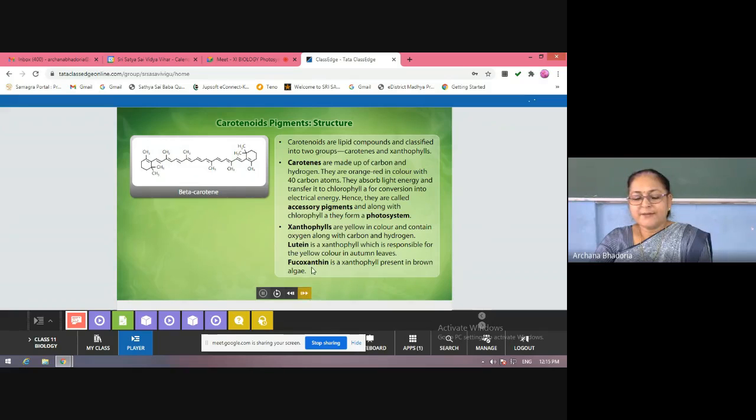So lutein is there, the fucoxanthin. These are the two specific xanthophylls. So yellow color is due to the lutein, and then you must have seen the leaves turn brown. So they turn brown because of the fucoxanthin. And fucoxanthin is present in the brown algae. That's why it is brown in color, the algae. Fucoxanthin. So the xanthin word is attached, so you can understand that it is a xanthophyll. Noted, children?